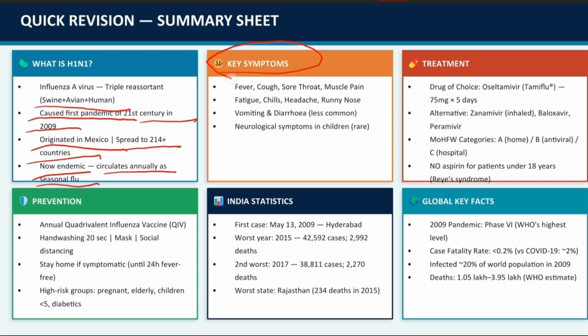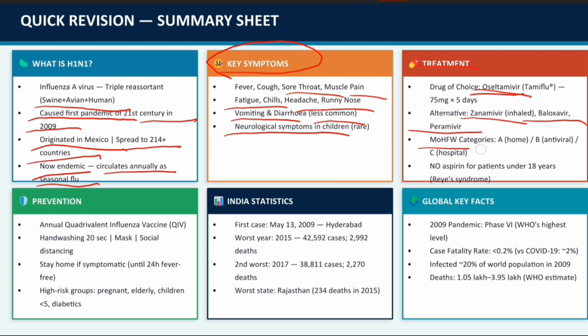These are the key symptoms: fever, cough, sore throat, muscle pain, fatigue, chills, headache, runny nose, vomiting, diarrhea, and neurological symptoms in children. The treatment: oseltamivir. Remember this, oseltamivir is the treatment for this virus. And alternatives: zanamivir, baloxavir, and peramivir.